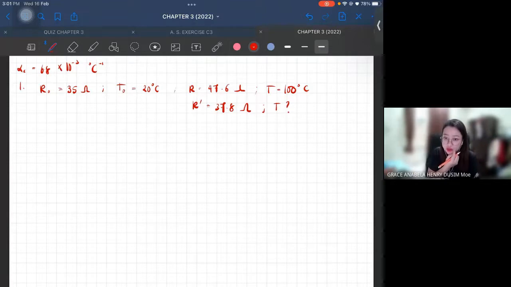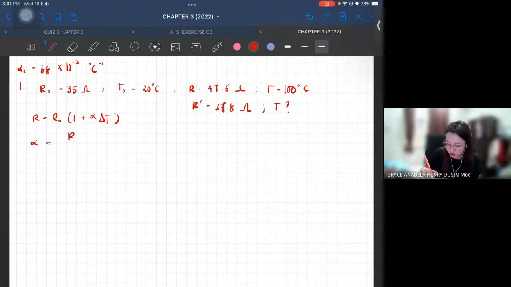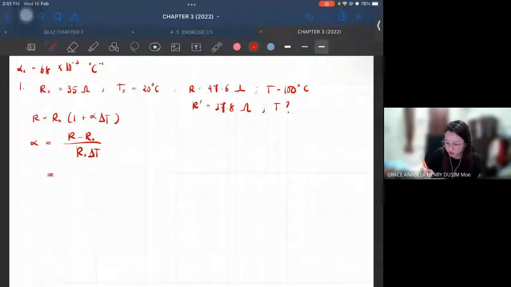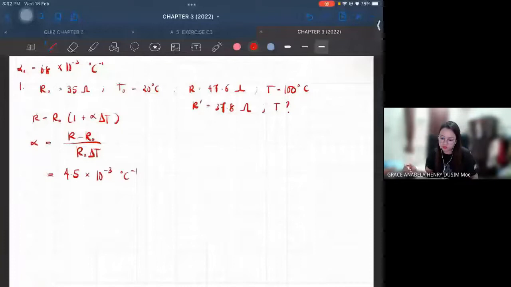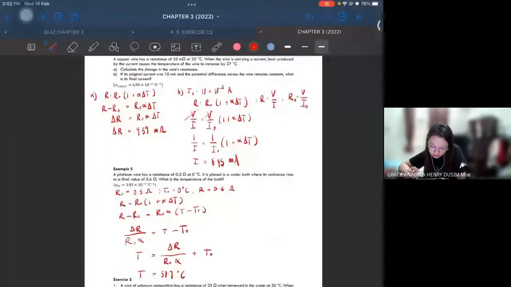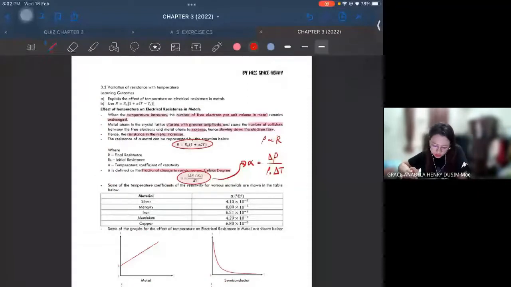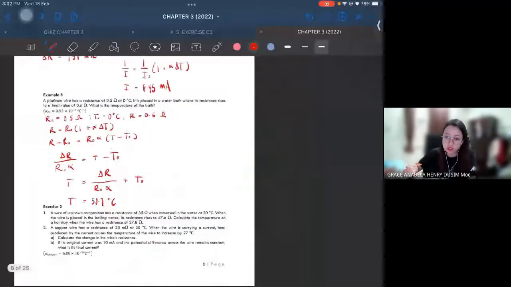So we have to use this to find alpha. The equation that we will use is R equals R naught times 1 plus alpha delta T. From here we can find alpha, R minus R naught over R naught delta T. You will get 4.5 times 10 negative 3 per degree Celsius. What is alpha? Thermal conductivity? Oh no, fractional rate change in resistance, the coefficient of resistivity.